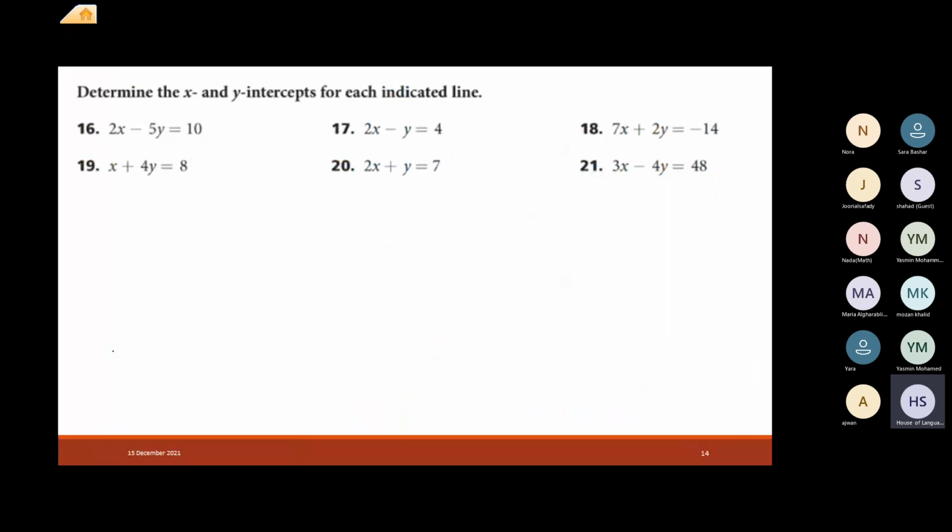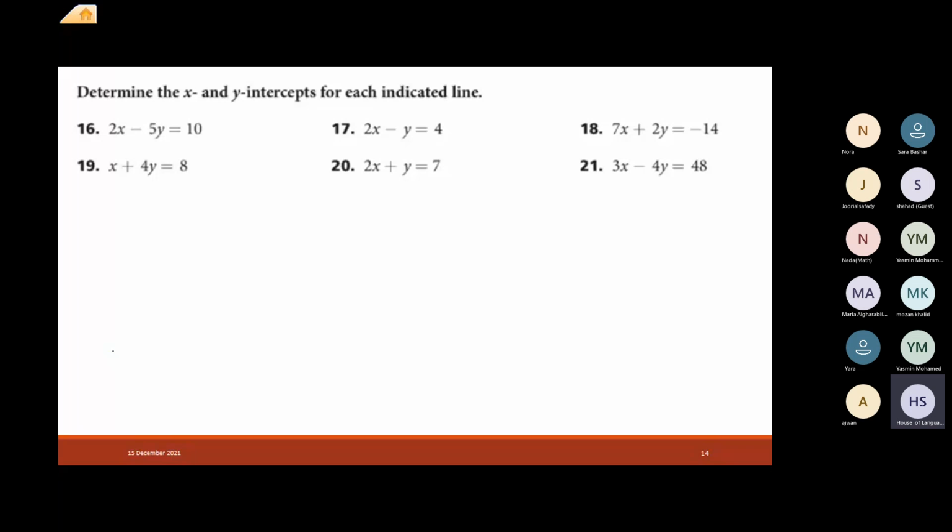Now look at this one here. What do we have? I want to find now the x and y intercept, but from the equation. I don't have a graph.